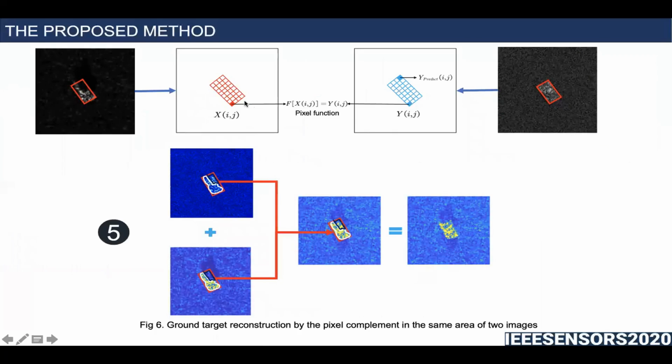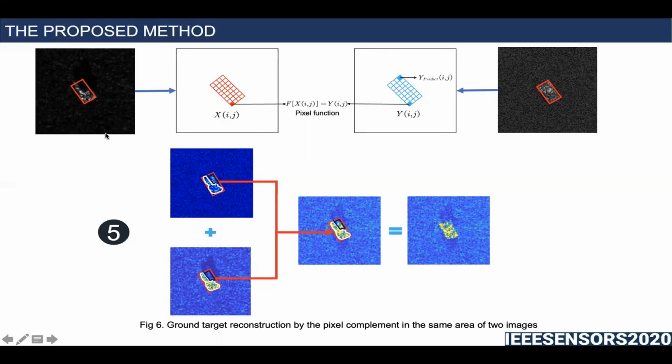To do this, the left here is the raw SAR image, and here is the simulated SAR image. We could build a pixel function between each other. Here, this pixel represents x_ij, and this pixel represents y_ij. By using the pixel function f(x_ij) equals y_ij, we could predict y_predict_ij in the missing part of the raw SAR image.